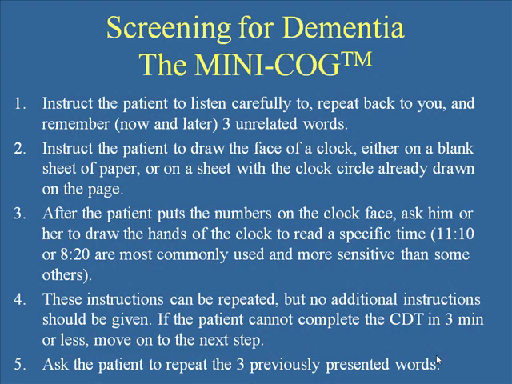So here are the instructions on how to perform the mini-cog. The first would be to instruct the patient to listen carefully to, repeat back to you, and remember now and later 3 unrelated words. Your second step after instructing the patient in this way would be to draw the face of a clock. So instruct the patient to draw the face of a clock, again, either on a blank sheet of paper or on a sheet with the clock circle already drawn on the page.